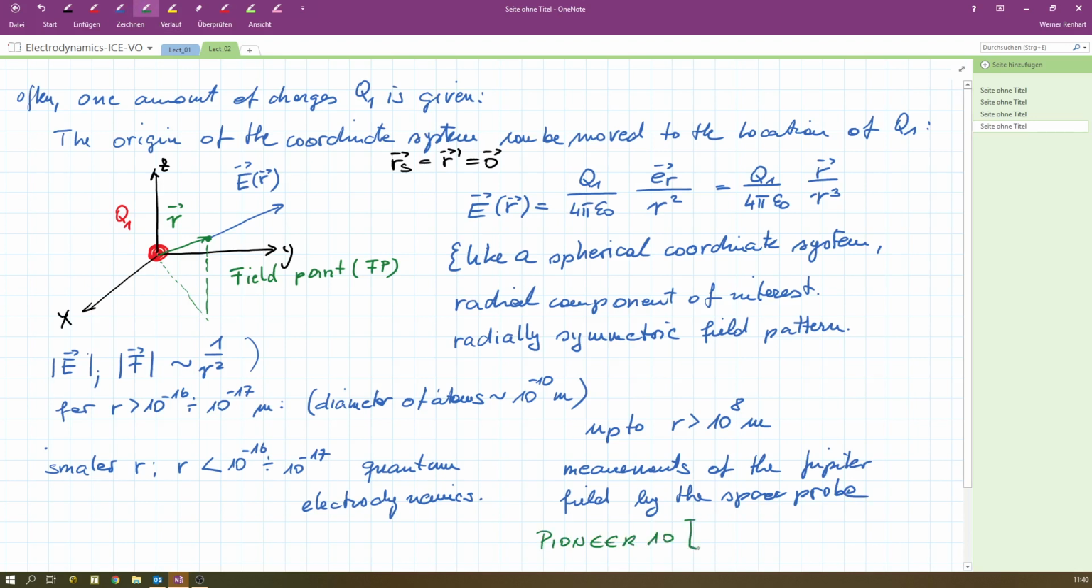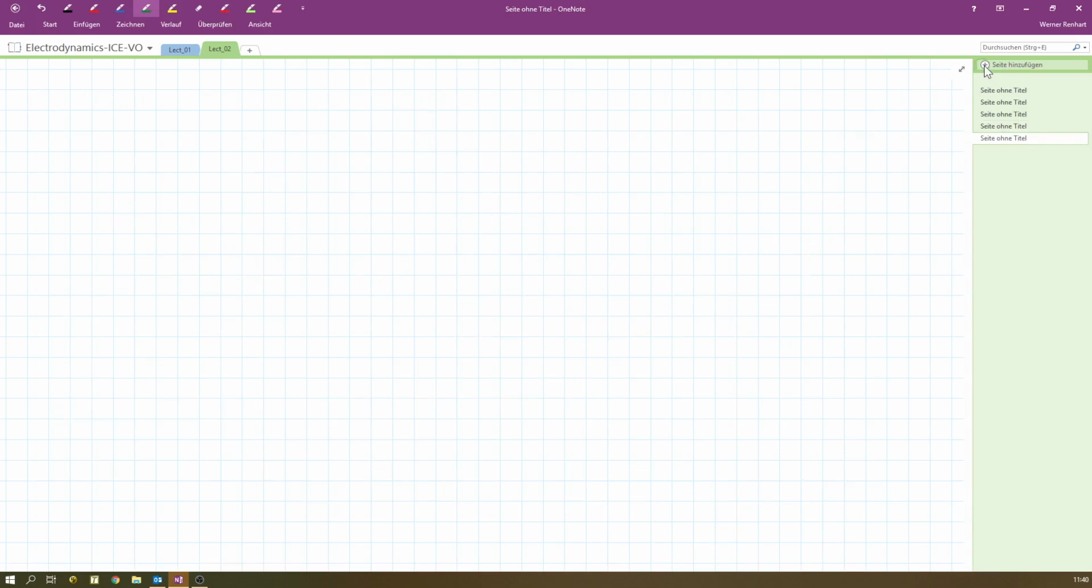The mission of this was between 1972 and up to 2003. This was the mission of Pioneer 10, and they measured with this field space probe the validity of the upper limit up to now. Maybe they are larger. The law will hold for larger distances, but up to now there are no experiments done which could establish this assumption.